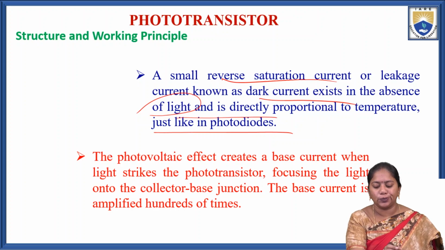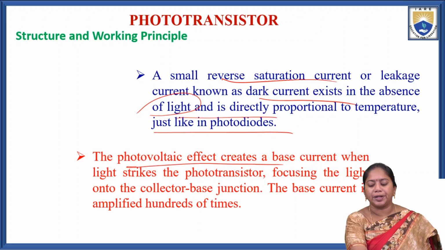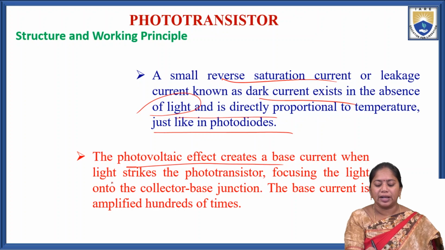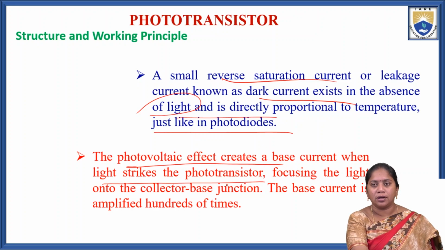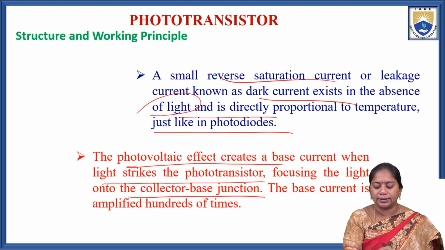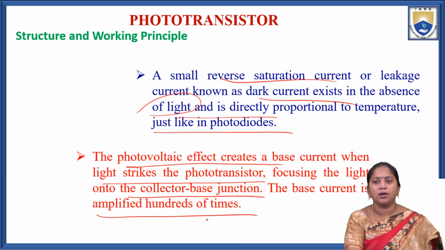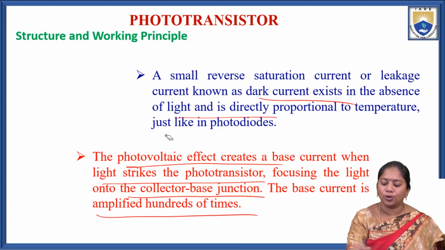The photovoltaic effect creates a base current when light strikes the phototransistor, focusing the light onto the collector base junction. The base current is then amplified hundreds of times compared to the photodiode.